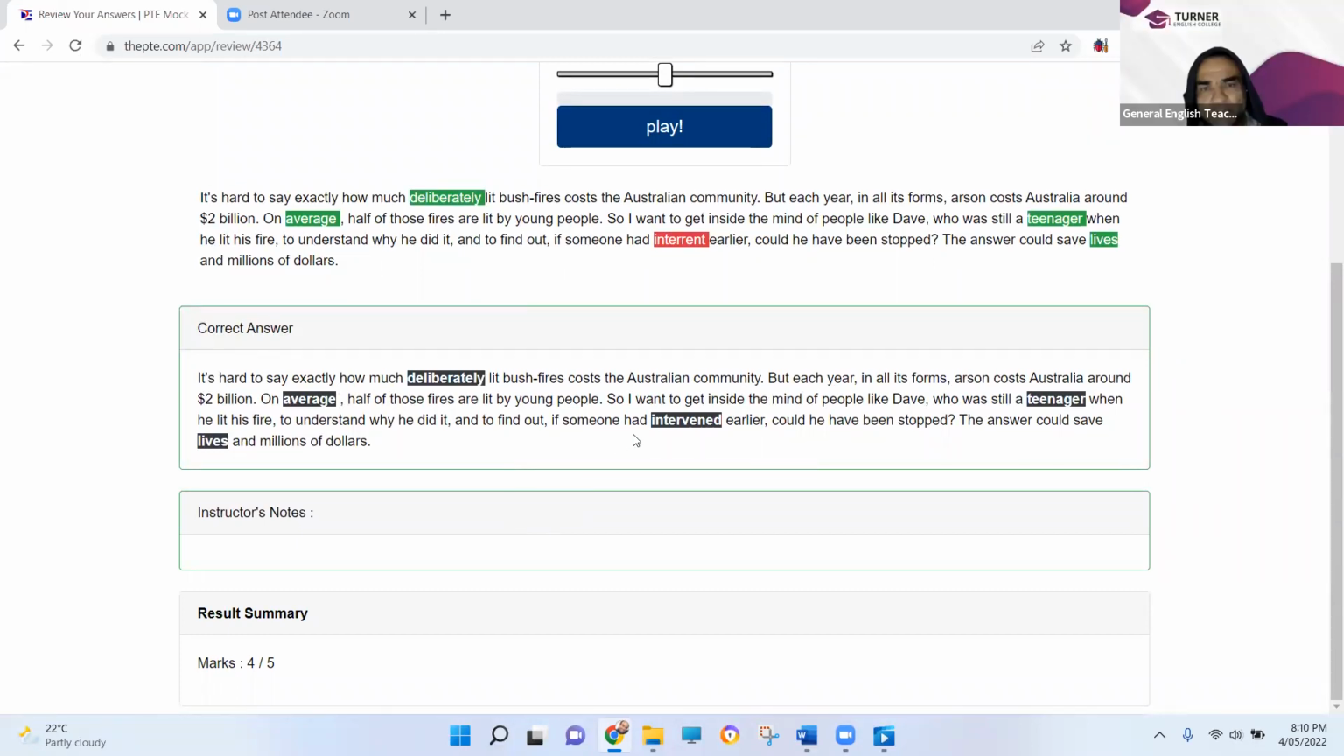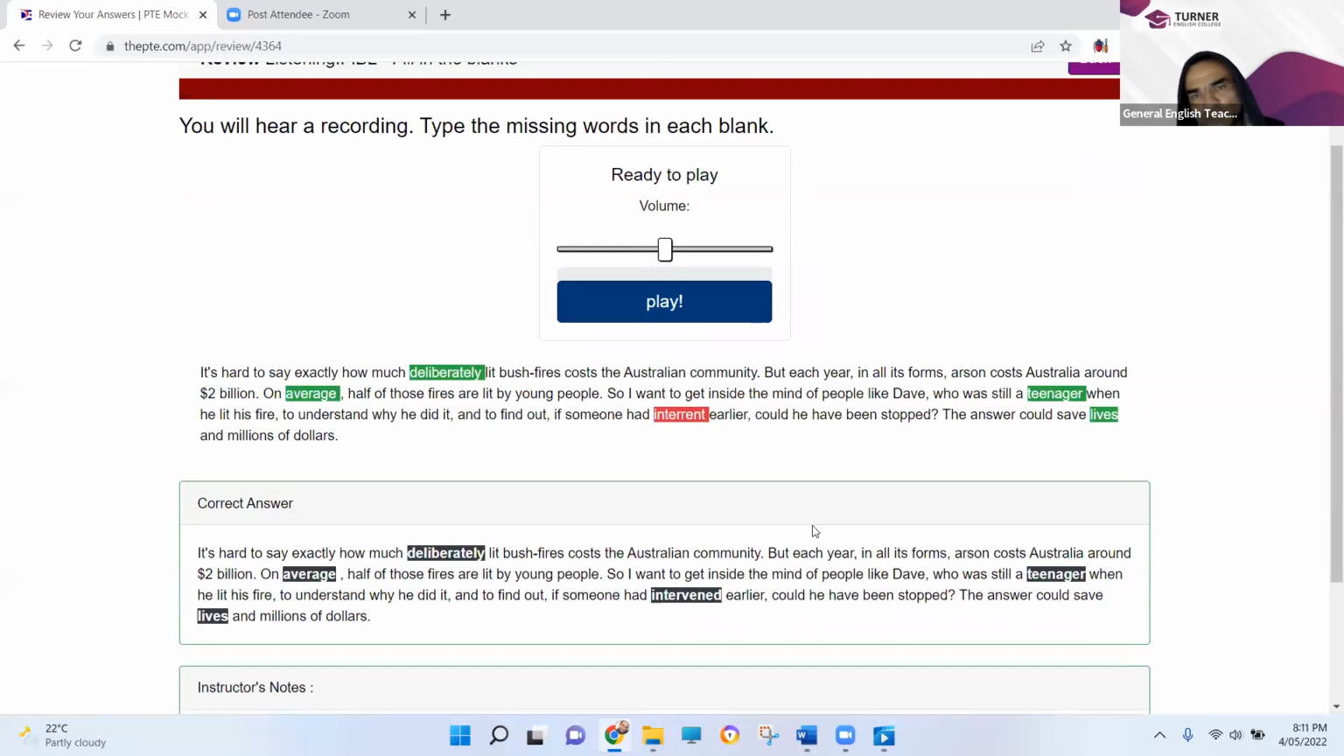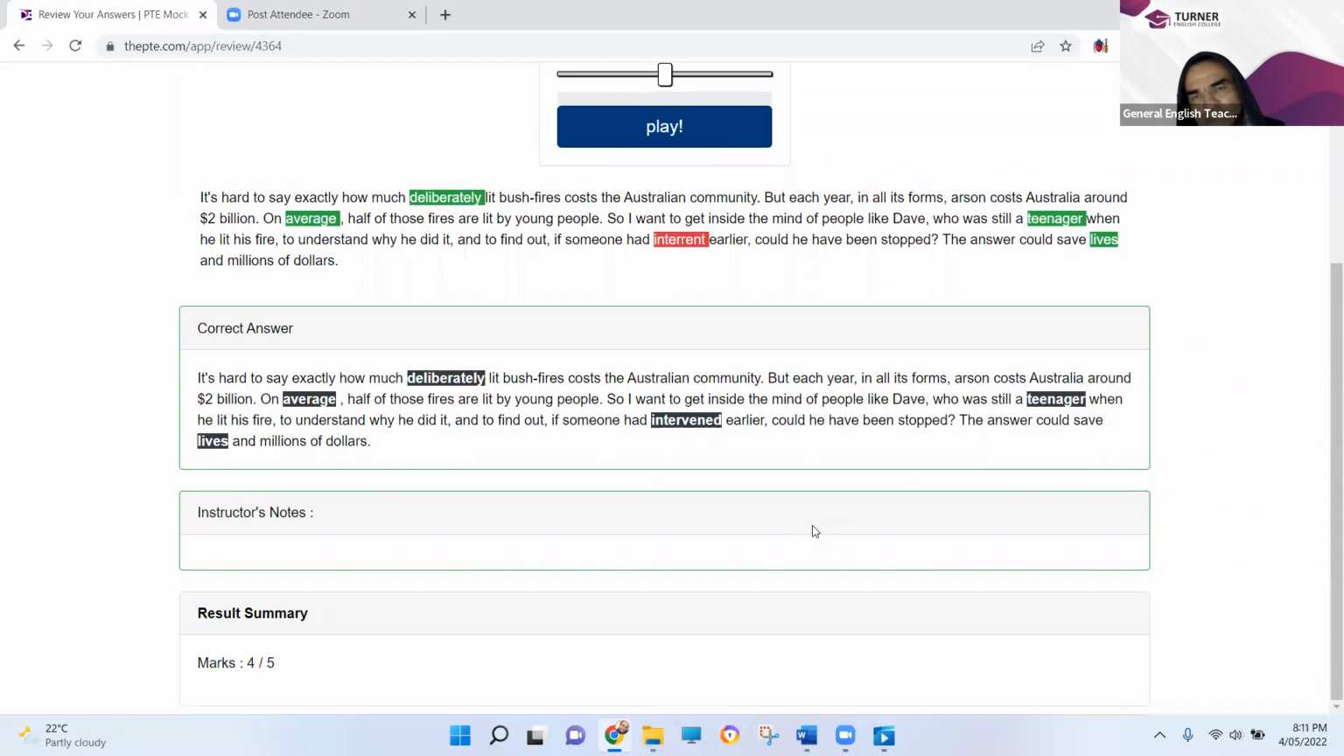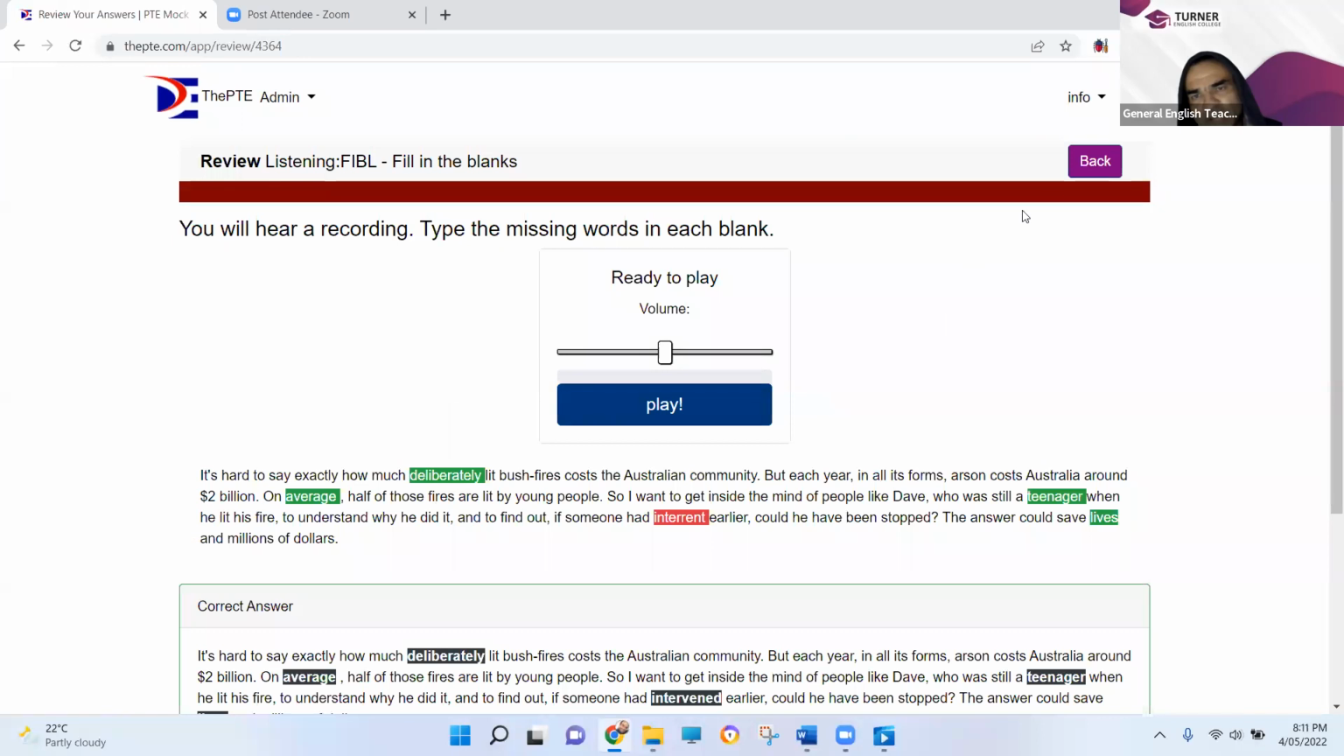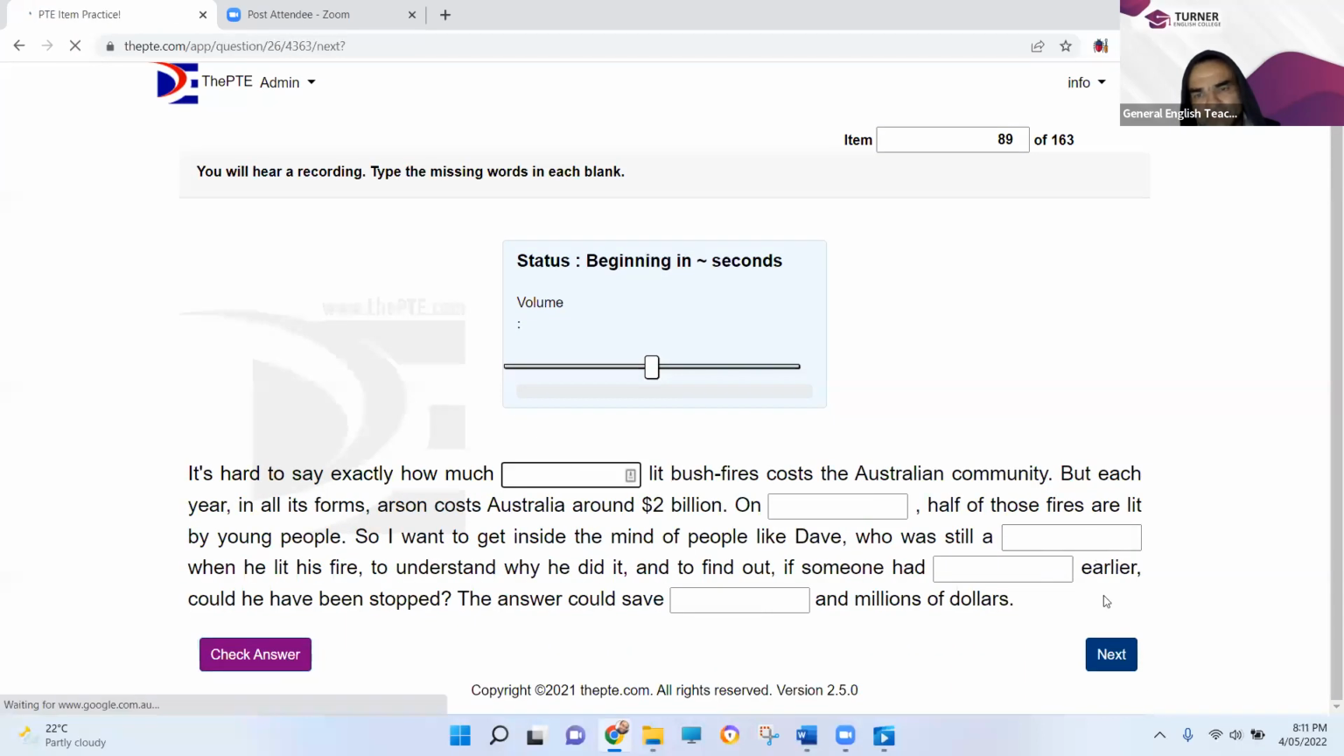Very good. So intervened. Oh, I just missed one. I wrote T instead. All right. So very good. So remember, write down. Don't take your eyes off the screen, and then you start typing it. All right. Next one.